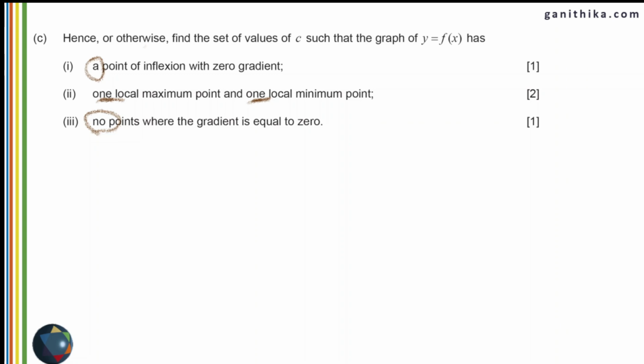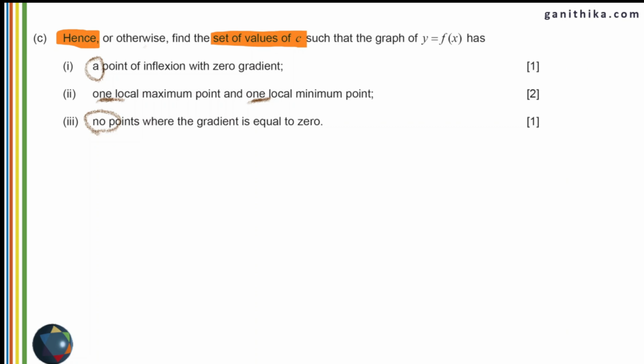It starts with the word hence. So you have to use the previous results to answer this question. Find the set of values of c such that this graph y equal to f of x has a point of inflection with 0 gradient, which means you are finding a stationary point of inflection. In this case, 1 point of inflection should be there.